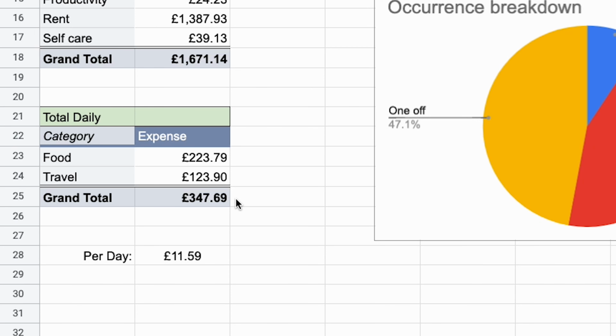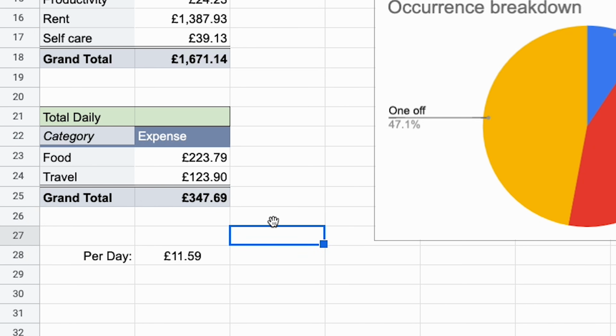Firstly, let's look at this daily pivot table. In this daily pivot table, these are all the transactions that are classed as a daily expense. So for my daily expenses, I've spent £347.69 this month. That averages out to £11.59 a day. So that basically means each day of this month, if I only spent £12 a day, excluding rent and stuff like that, I would be able to get by on just £12 a day.